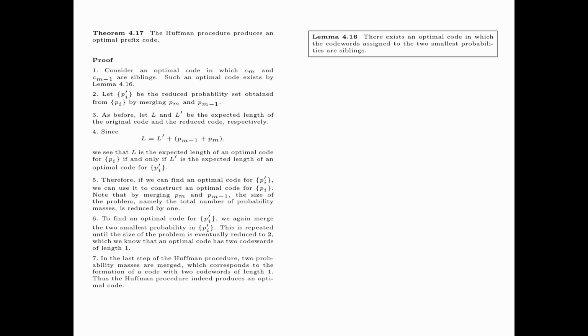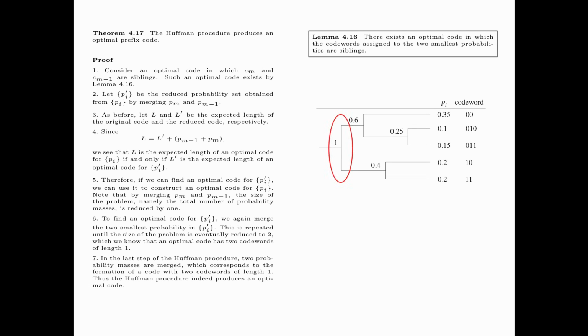In the last step of the Huffman procedure, 2 probability masses are merged, which corresponds to the formation of a code with 2 code words of length 1. Thus, the Huffman procedure indeed produces an optimal code. This is illustrated in the example that we have seen before, where the 2 probability masses 0.6 and 0.4 are merged into a probability mass 1.